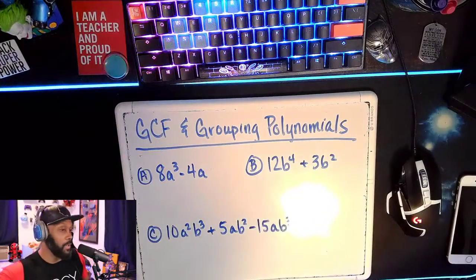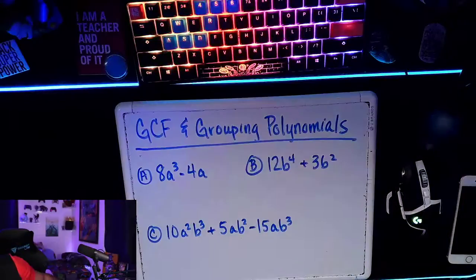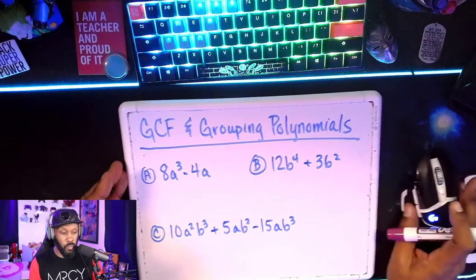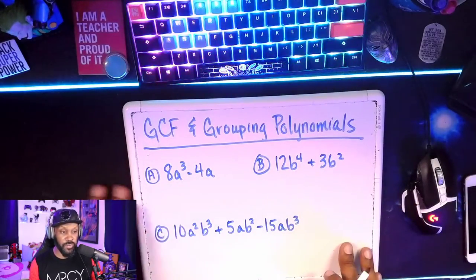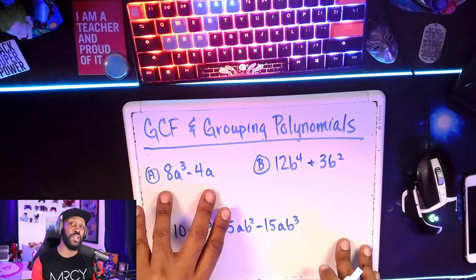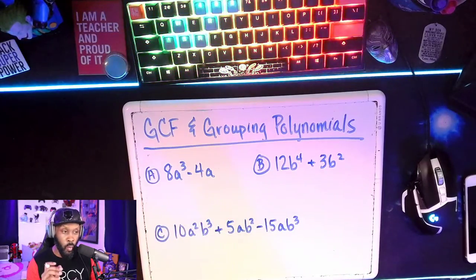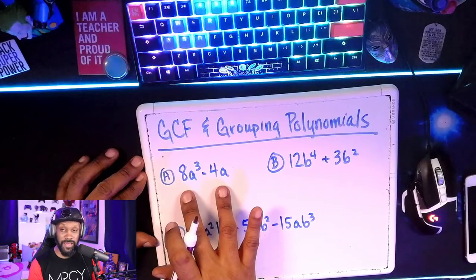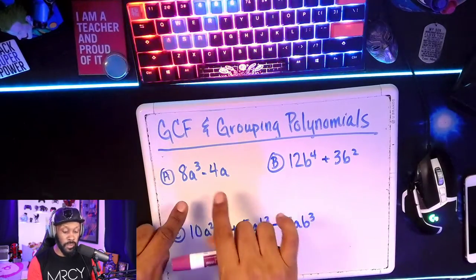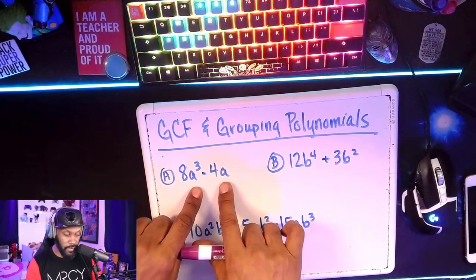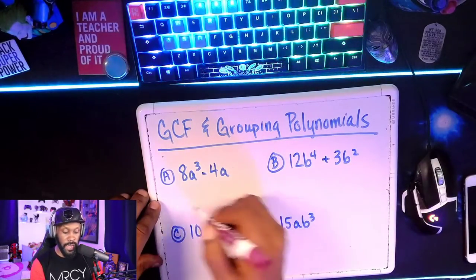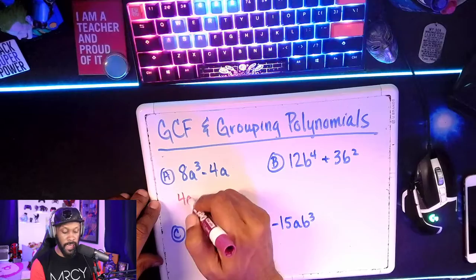So check it out. Oh, let me get the light. All right, so let's check it out. So we're looking at these three different examples here. In this first one, we got two terms. We're looking at what is the largest common factor that these two terms have, right? We look at our coefficients, we look at our variables, and we determine, hopefully you determine that for A, they have 4A as a common factor.